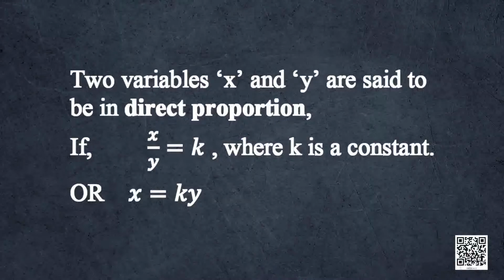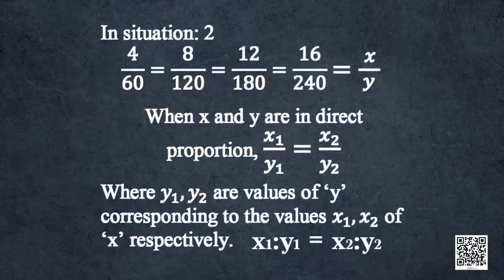As we have seen that the ratios 4 by 60, 8 by 120, 12 by 180 and 16 by 240 are equal in situation 2, where 60, 120, 180 and 240 are the distance travelled, that is the y value corresponding to the amount of petrol, that is 4, 8, 12 and 16 liters respectively, which is the x value.